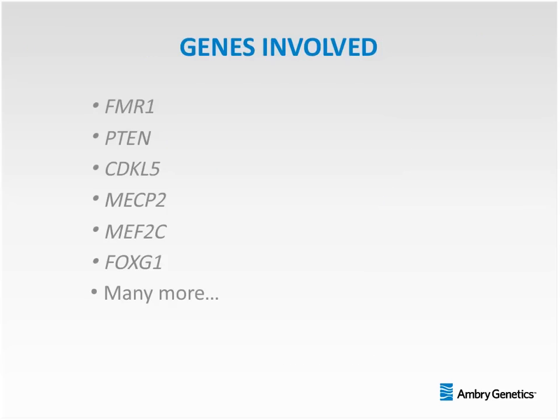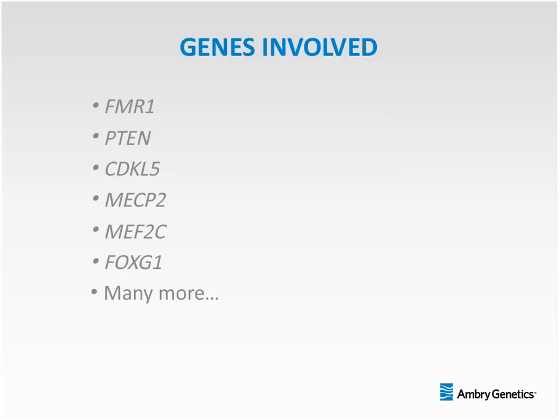There are lots of genes that have been identified as causing autism spectrum disorders. We've listed a few of them there. Some of these are the genes that cause something called Rett syndrome. MECP2 is the most common gene that's been found in girls with Rett syndrome, but the other genes at the bottom, CDKL5, MEF2C, and FOXG1 are also related to variant Rett syndrome presentations. PTEN is a different gene that causes macrocephaly or large-sized heads, as well as autism spectrum disorders.